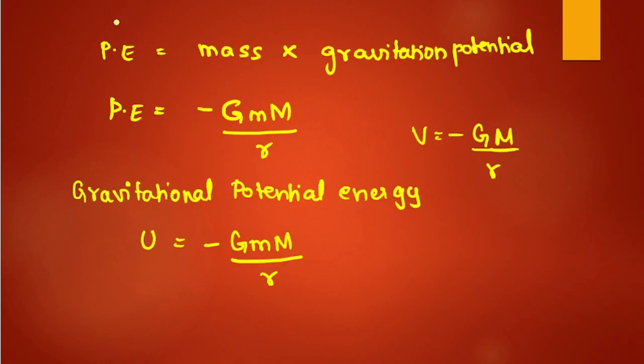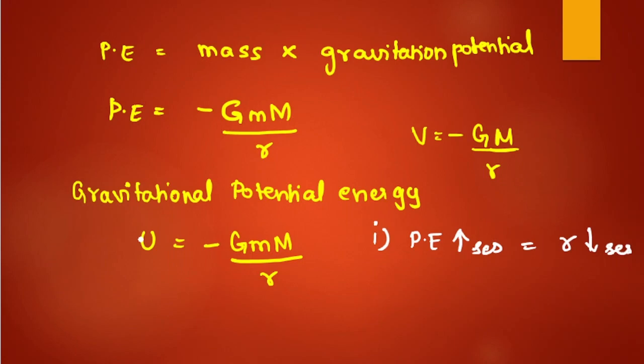Now I have to give you two important notes for 1 mark purpose. First one: when your potential energy U is increasing, what happens to your distance? Distance will reduce, because U is inversely proportional to R. So if U is increasing, R will decrease. That is what I have written here.